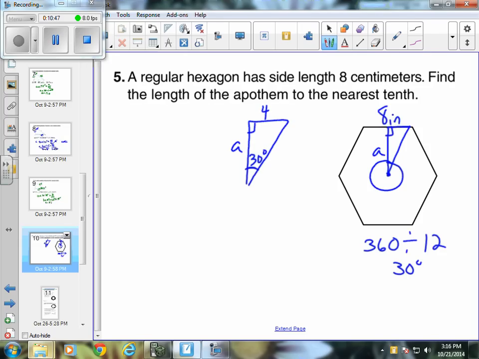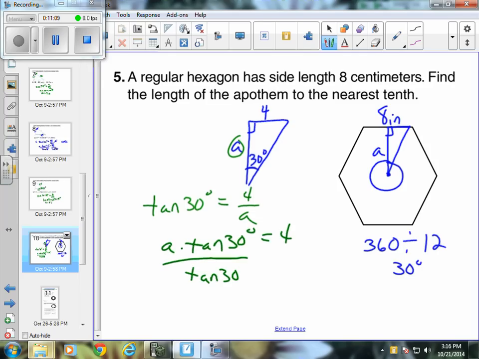So if we want the apothem, that's the adjacent side we want, and then we know the opposite. So that would be tangent again. So tangent of 30 degrees is equal to 4 over a, so opposite over adjacent, multiply by your a, your apothem, and then we're going to go ahead and divide by tangent of 30. All right, so we divide by tangent of 30, and our final answer then for the apothem would be 6.9 centimeters. So there's our apothem.